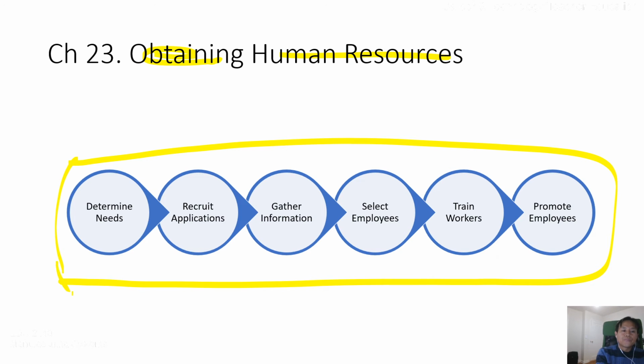As I mentioned, we have good product ideas, but we need to have good people to produce the items. So to hire people, we determine needs. Needs are desired skills and knowledge, and then also accept, recruit applications and get the information, select the employee, train workers, and promote employees. These are the process of obtaining human resources. So that covered chapter 23. The other part of chapter 23 is obtaining material, but I'm gonna skip the process.